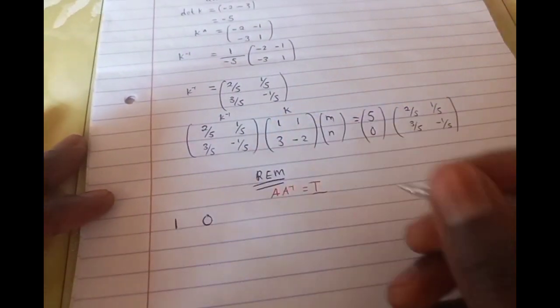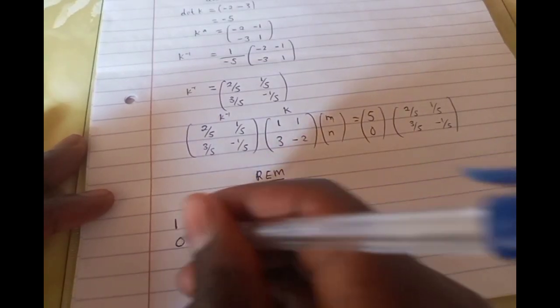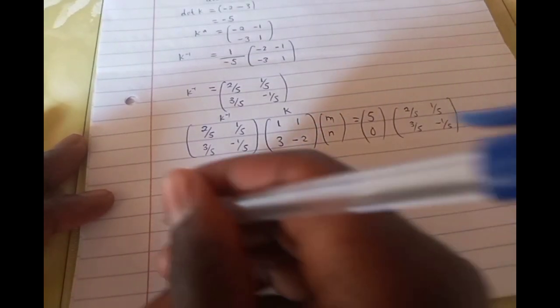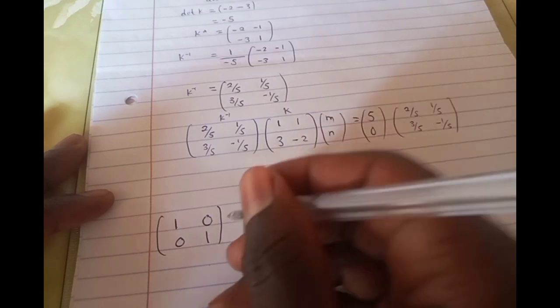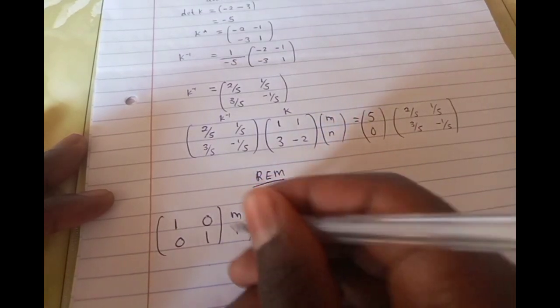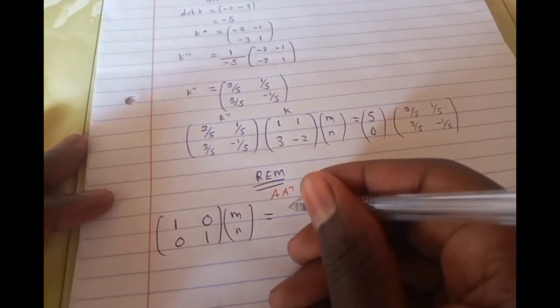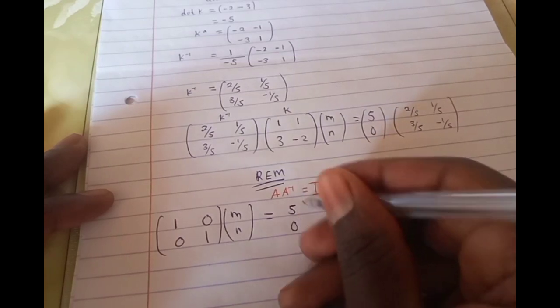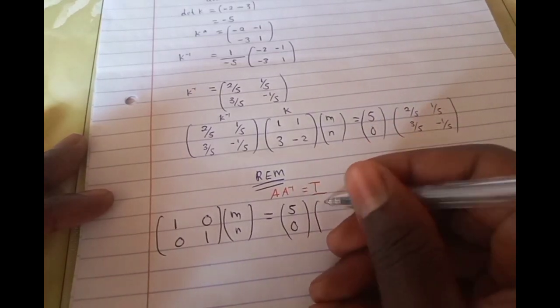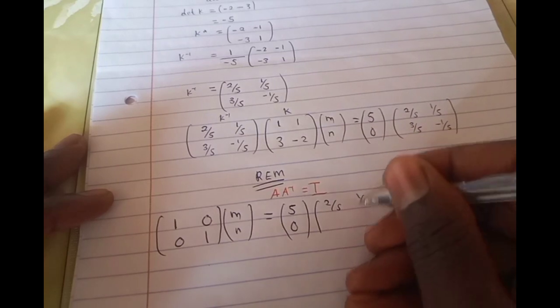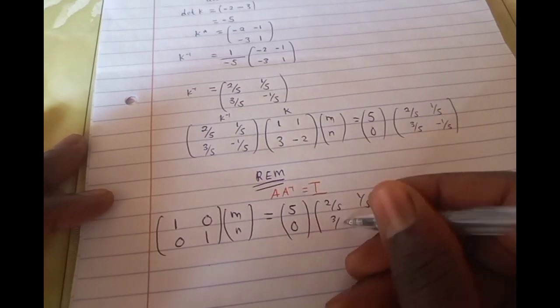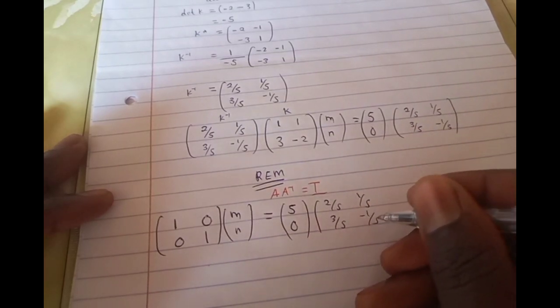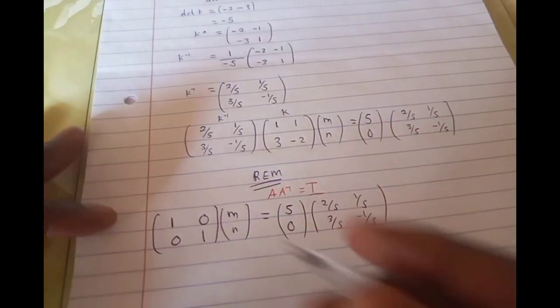which is 1, 0, 0, 1. This is the identity matrix. Then m, n is equal to 5, 0, 2 over 5, 1 over 5, 3 over 5, negative 1 over 5. So we are going to multiply these ones.